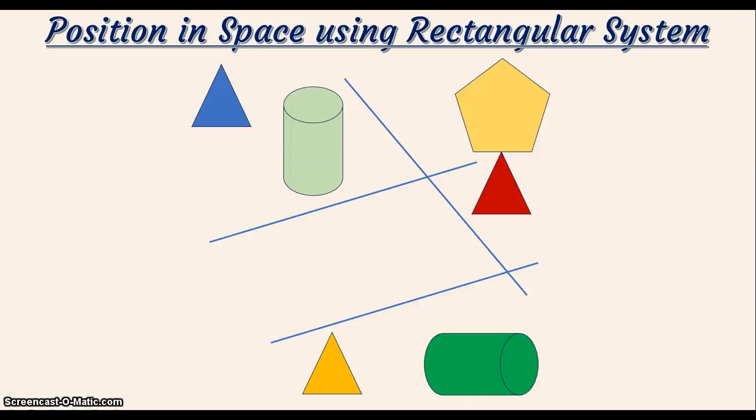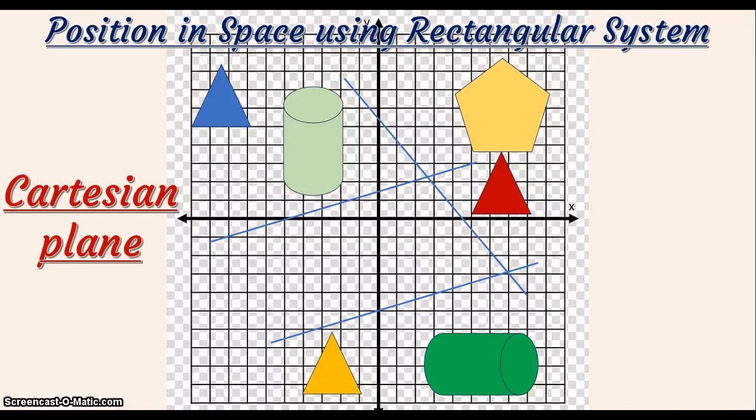How do we make sense of this plane? How do we identify the position of each of those entities? Okay, each of those entities, how do we identify their position? One way we do that is by calibrating or splitting or sectioning this space into what we call a grid. Okay, so we can call it a Cartesian plane.